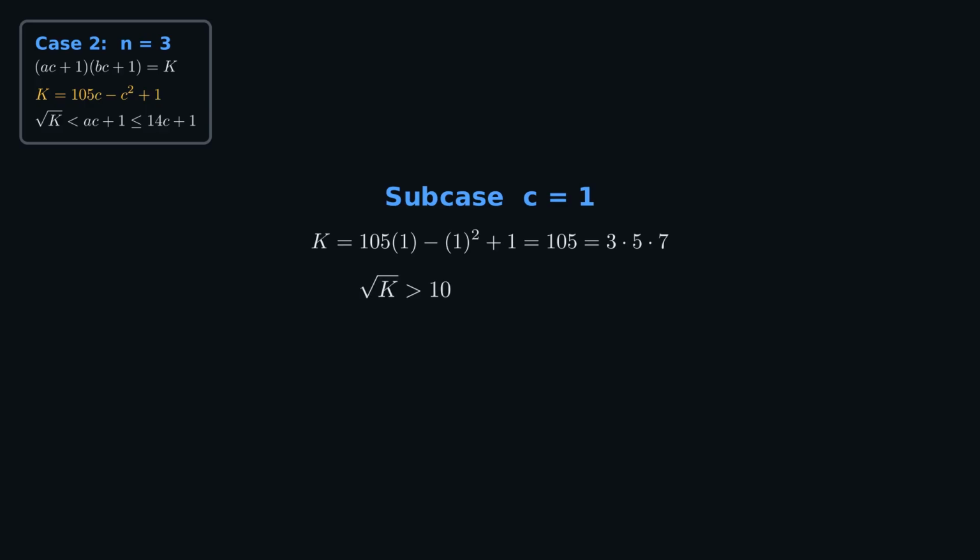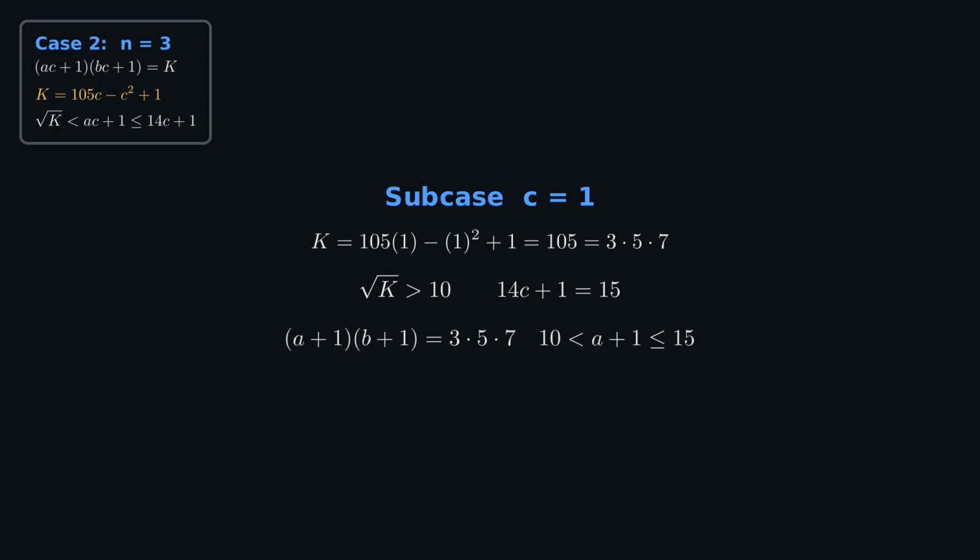So what we're going to do is we're just going to say that the square root of K is bigger than the integer value of the square root. We don't care about the decimal value. We only care that it's bigger than some integer value, because everything we're dealing with is integers. And 14C plus 1 equals 15 in this case. So this means that A plus 1 has to be between 10 and 15.